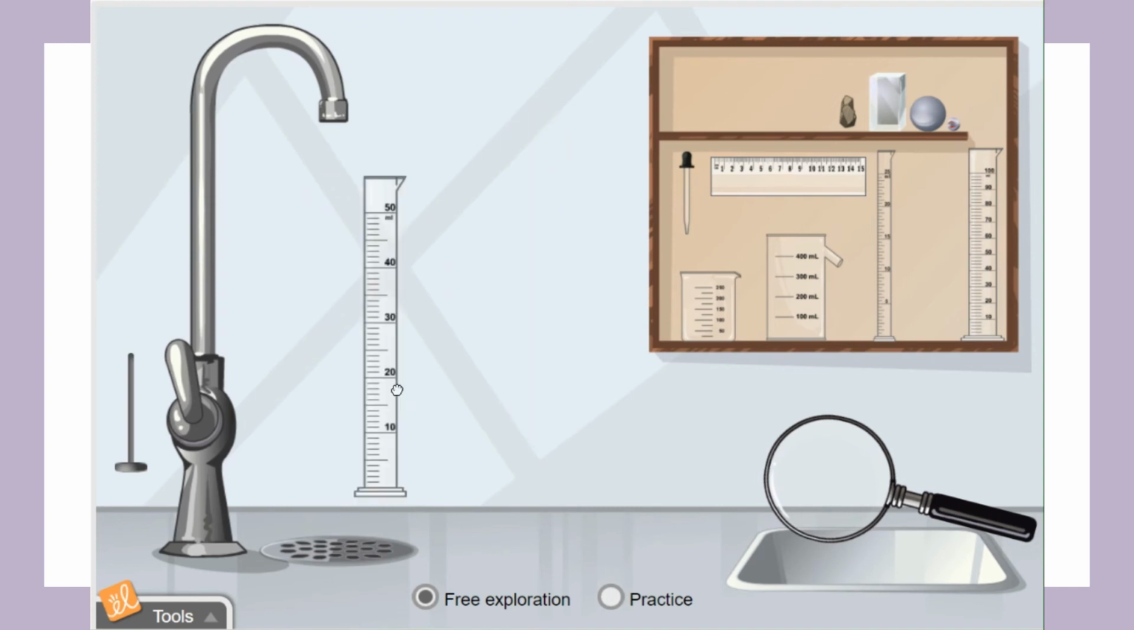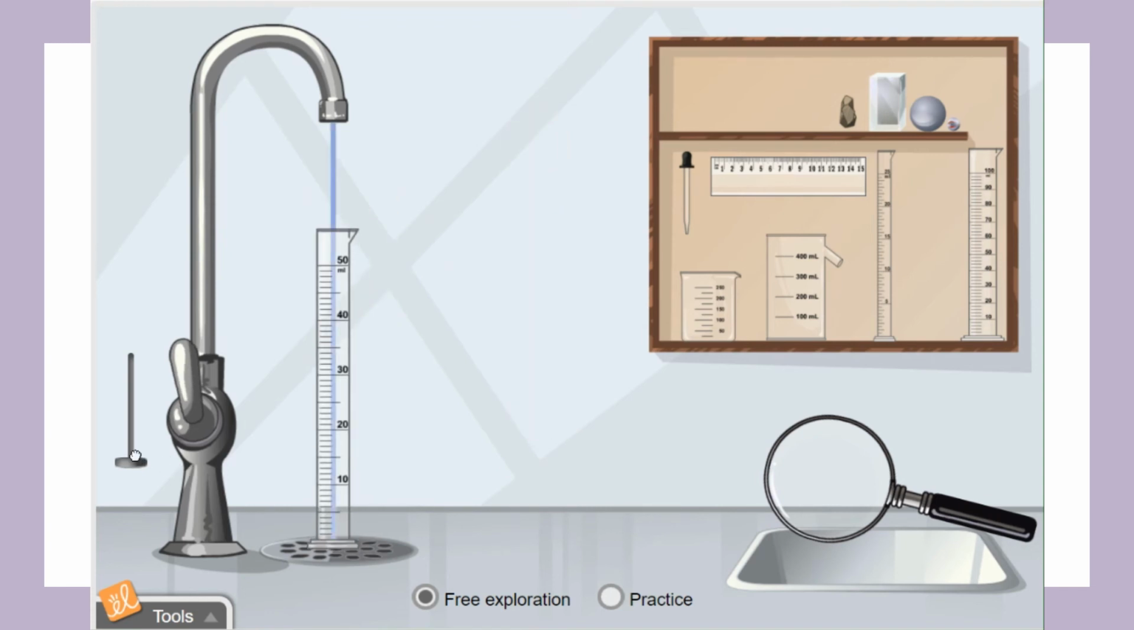I can take out this graduated cylinder and pour some water in it. I will pour water up until 20 milliliters. So that's 20. I can write it down. So I have V1 equals 20 milliliters. Perfect.